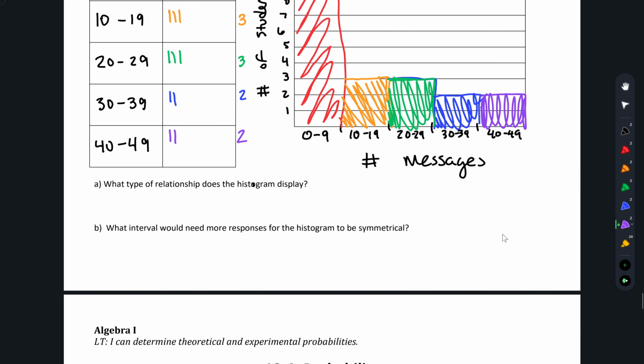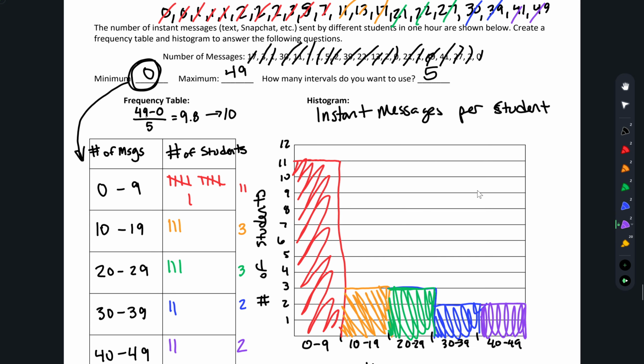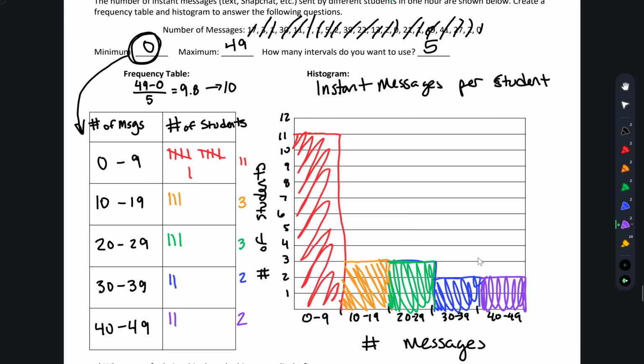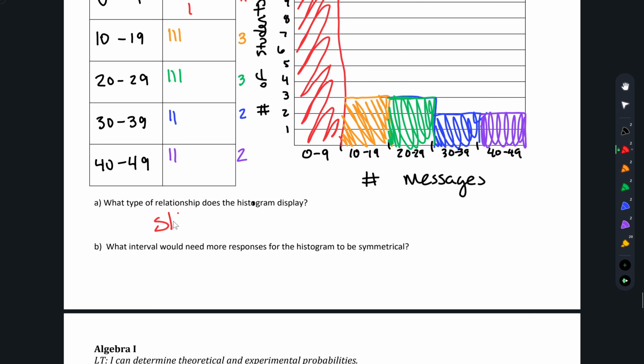What type of relationship does this histogram display? Look at the top of your notes. What would we call that? Uniform, skewed? Chaz? Yeah, that's skewed. It's skewed way to the bottom. Okay, it's not uniform because they're not all the same. It's not symmetrical because it's not the same on either side. We would call this skewed.